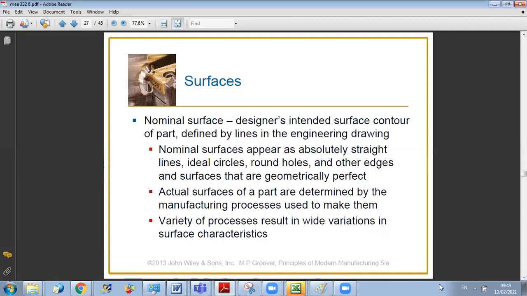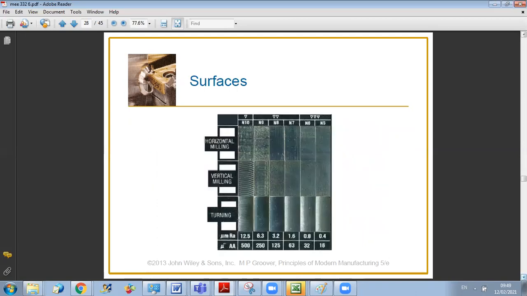So we have a variety of processes that will result in wide variation in surface characteristics. Here, for example, you can see surfaces obtained by different manufacturing processes such as horizontal milling, vertical milling, and turning. All these processes will be studied in detail in this course, in future chapters. But you can see, for example, that the finish of the surface will vary depending on the manufacturing process that we use.